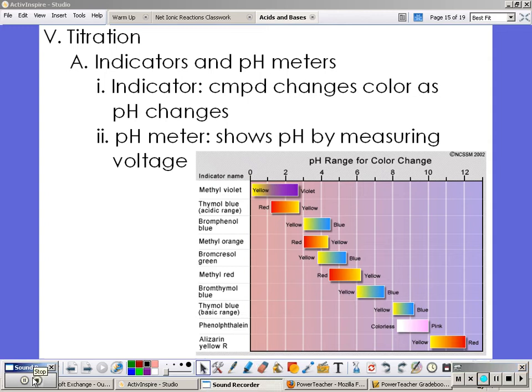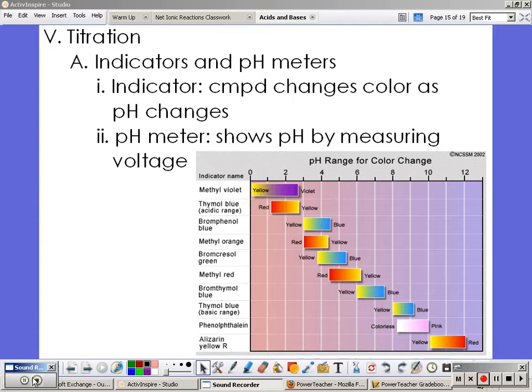Titration. Titration is a way for us to determine an unknown concentration based on a known concentration. You use indicators and pH meters. An indicator is a compound that changes color as the pH changes, and a pH meter shows a digital readout of the pH value. So the two indicators that you have to be aware of are phenolphthalein and litmus paper.